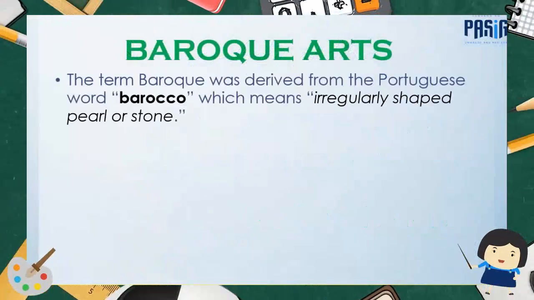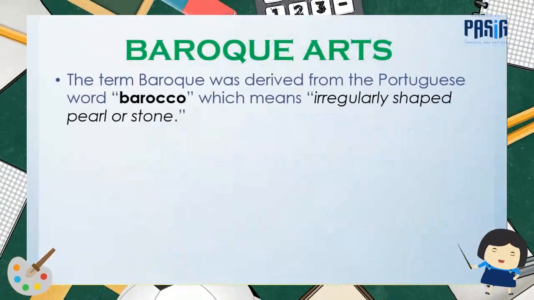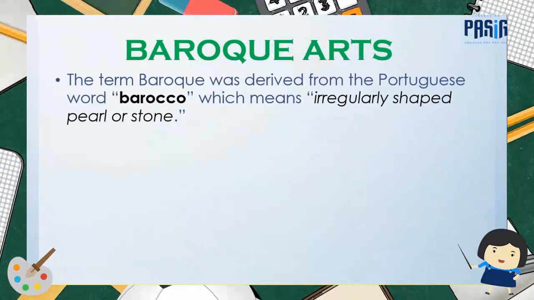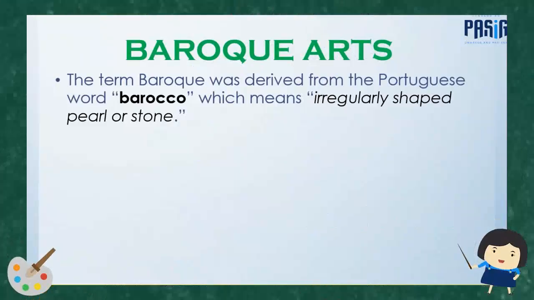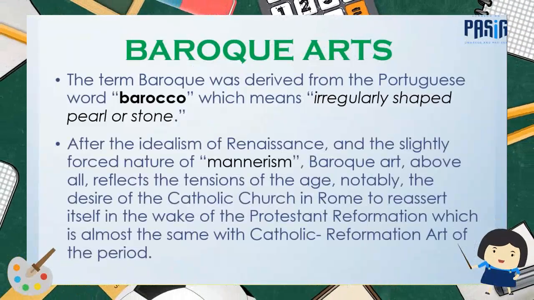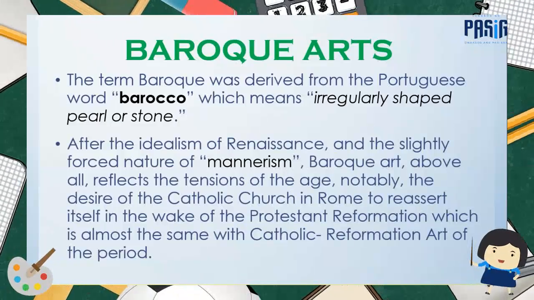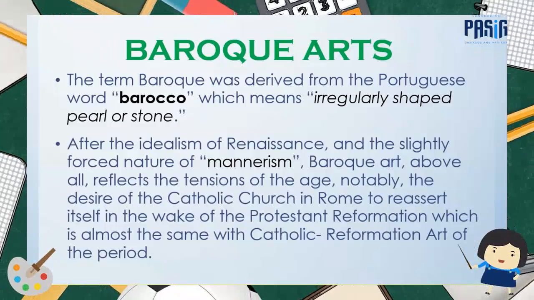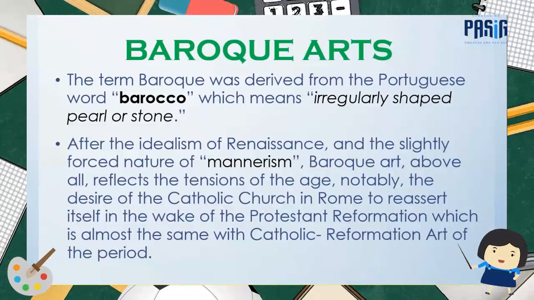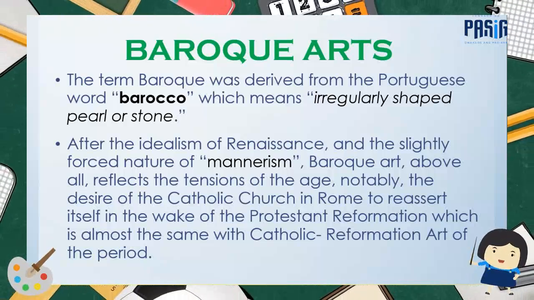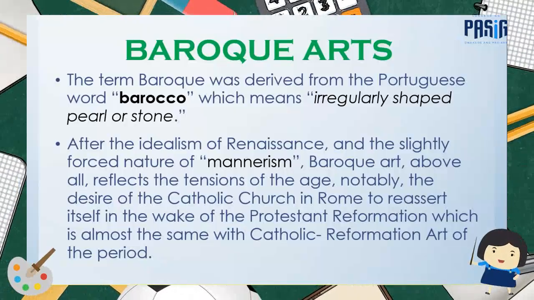So the term Baroque was derived from the Portuguese word barroco, which means irregularly shaped pearl or stone. It describes a fairly complex idiom and focuses on painting, sculpture, as well as architecture. After the idealism of Renaissance and the slightly forced nature of mannerism, Baroque art, above all, reflects the tensions of the age, notably the desire of the Catholic Church in Rome to reassert itself in the wake of the Protestant Reformation, which is almost the same with Catholic Reformation art of the period.